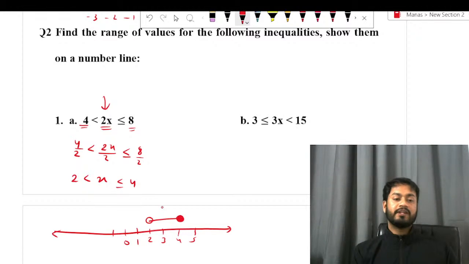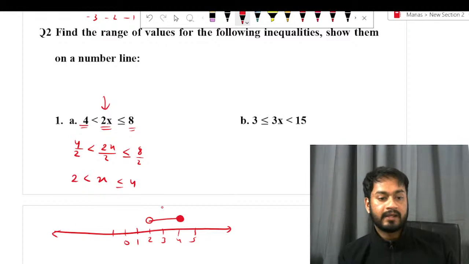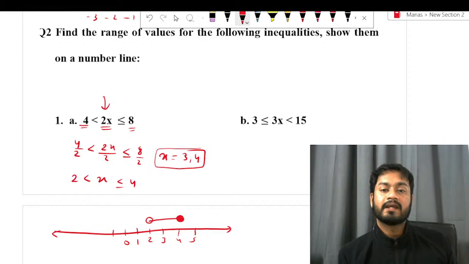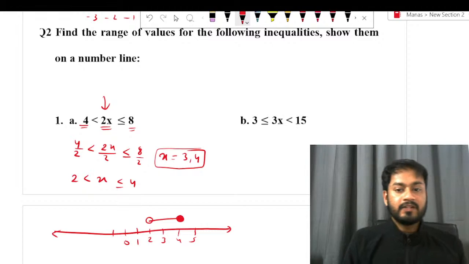So we need to solve these questions this way so that you can get the proper range. Now in the exam, they ask you what are the possible numbers of x. So the possible numbers of x are 3 and 4. These are the only possible numbers which we can get for x. Okay, now let's solve another question.